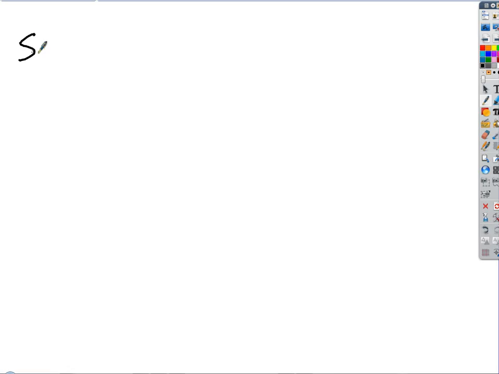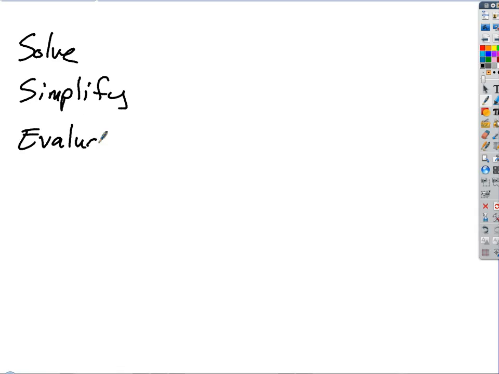If we say solve versus simplify versus evaluate. Okay. Take a second, see if we can get this figured out.